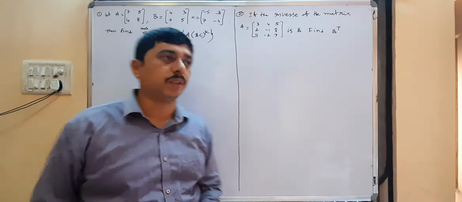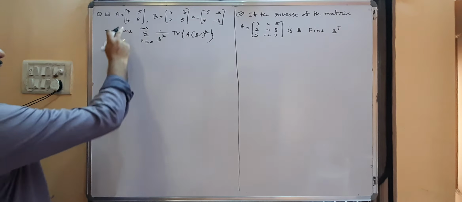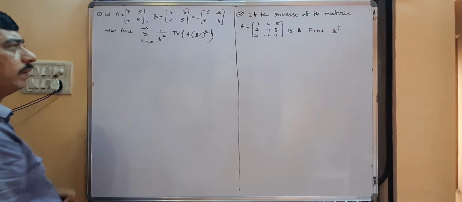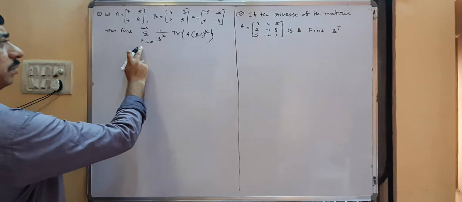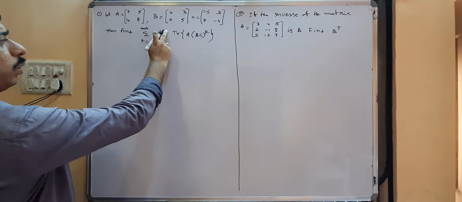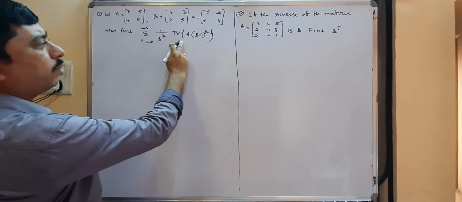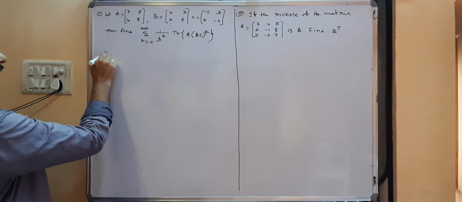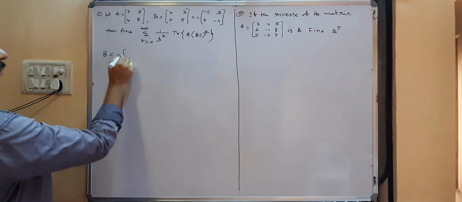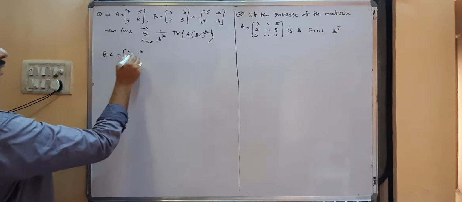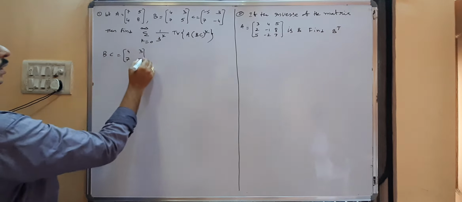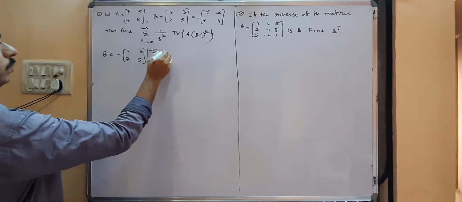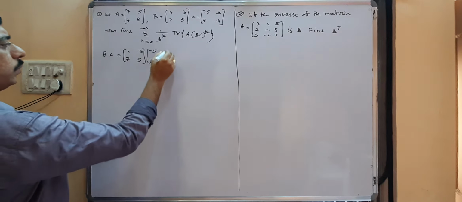Coming to the next question. A matrix is given, B matrix is given, C matrix is given. They asked to find the sum over k equal to 0 to infinity of 1 by 3 power k into the trace of A into BC power k. First I will find the BC value. BC is nothing but B into C, that is B matrix 4, 3, 7, 5, and C matrix minus 5, 3, 7, minus 4.